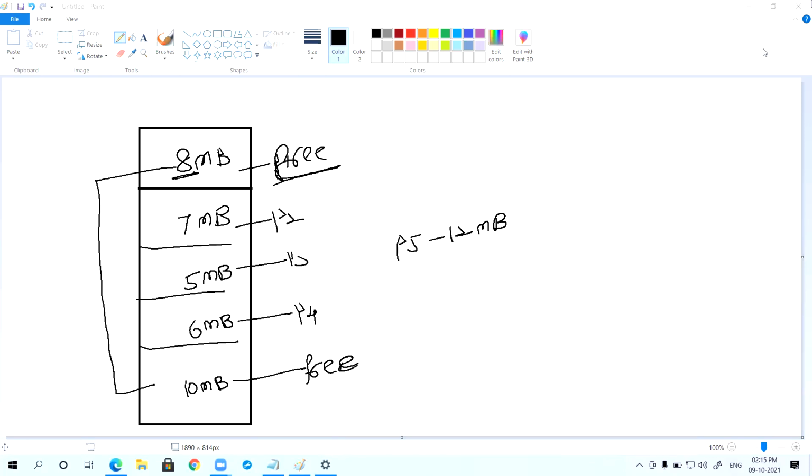In dynamic partitioning, the internal fragmentation problem gets solved, but the external fragmentation problem comes. To overcome that, they introduced one more policy. What is that? Defragmentation. With defragmentation, the external fragmentation problem is solved, but a new problem is raised.